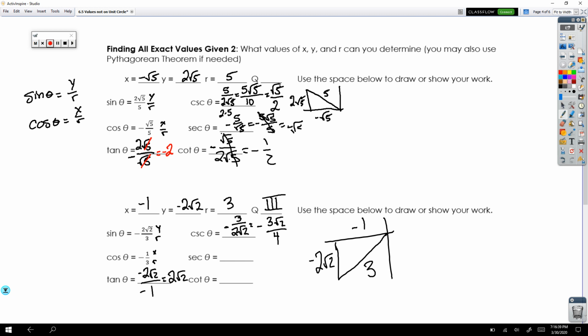Let's look at secant r over x. So we would have negative 3 over 1, which is just negative 3. And then cotangent x over y. Negative over negative, so we can go ahead and get rid of those. It's going to be positive. So I would have 1 over 2 root 2. Rationalizing, I would have the square root of 2 on top, and then 4 on the bottom. Doesn't simplify, so that is my answer. Okay.